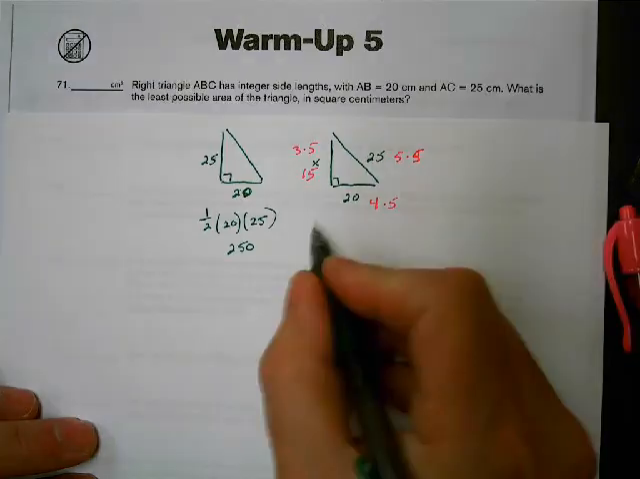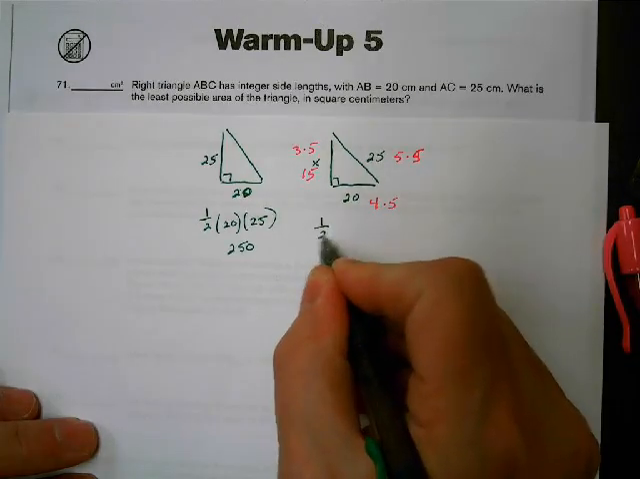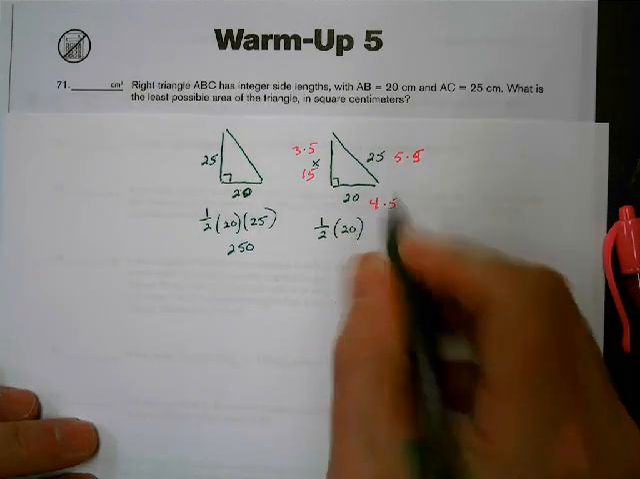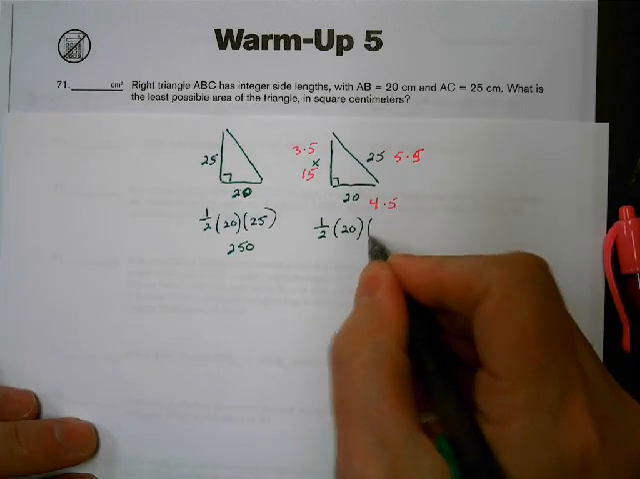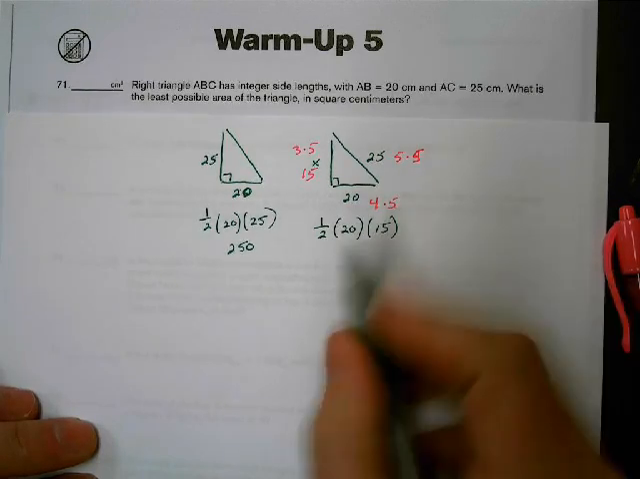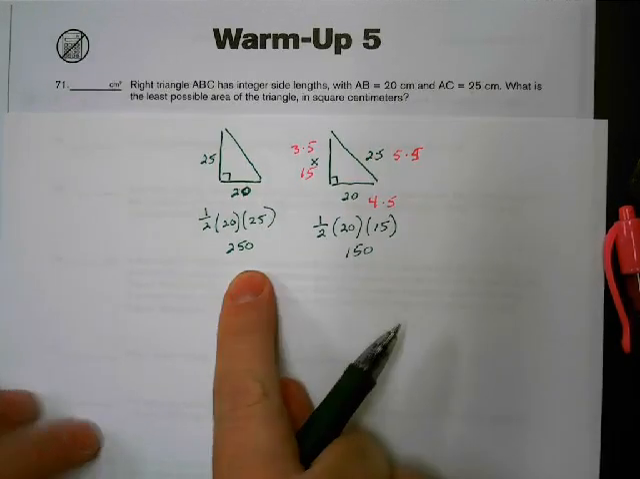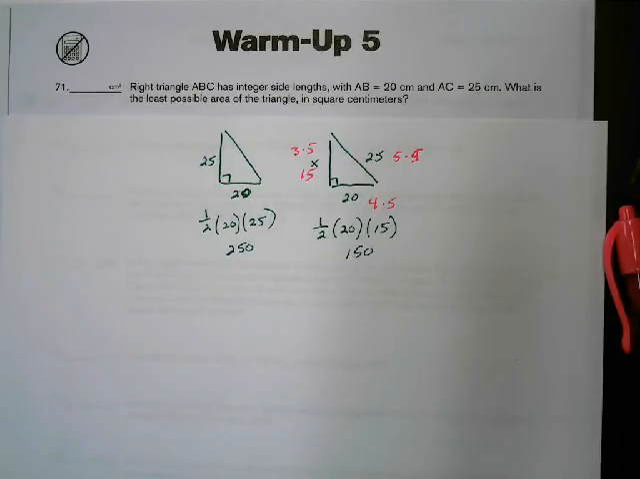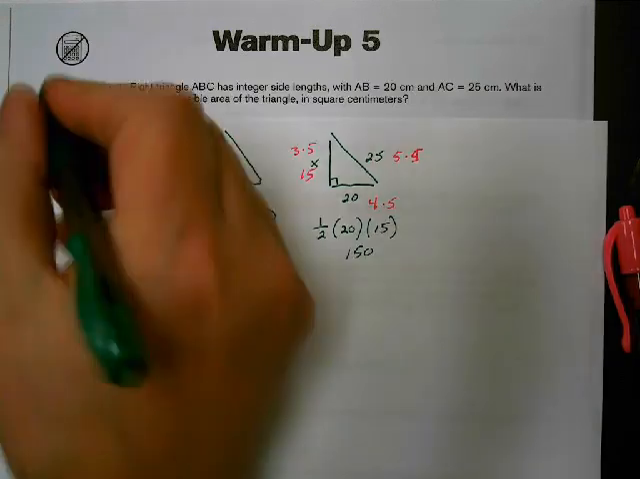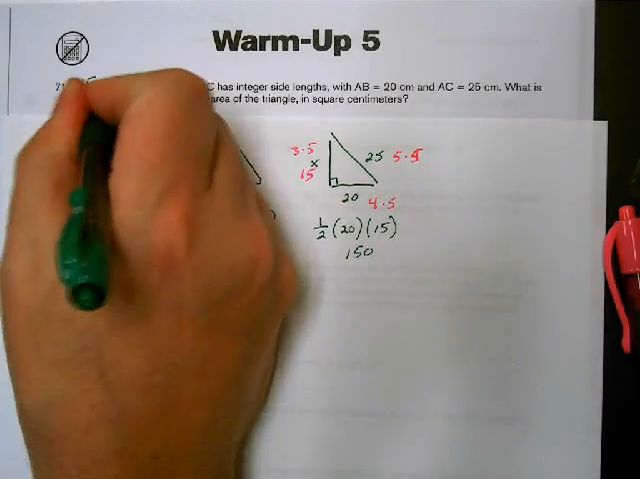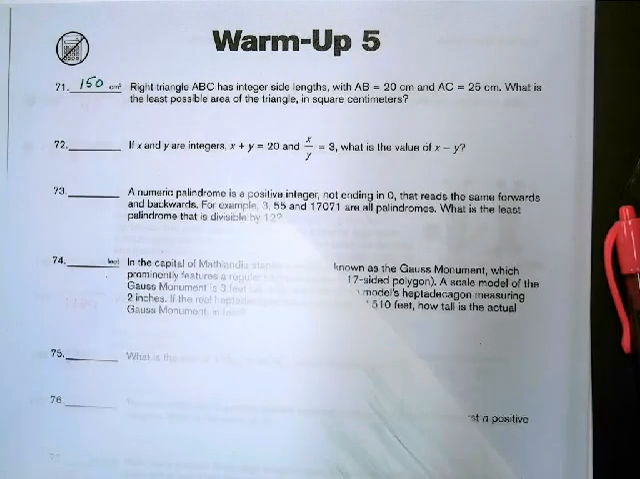It has the least possible area because we have 1/2 of 20 times 15. So half of 20 is 10. 10 times 15 is 150. So now we have 100 less square centimeters. So that one would be the best. The best. All right, next.